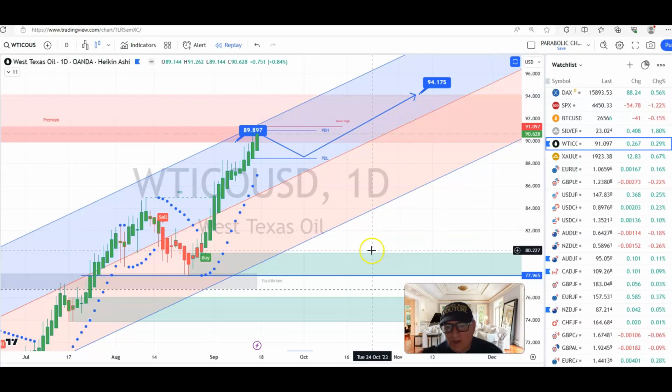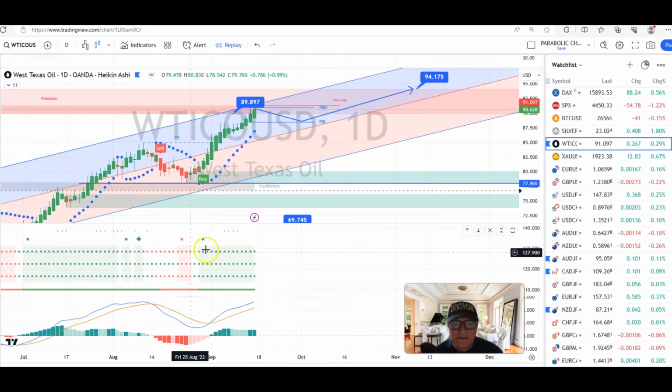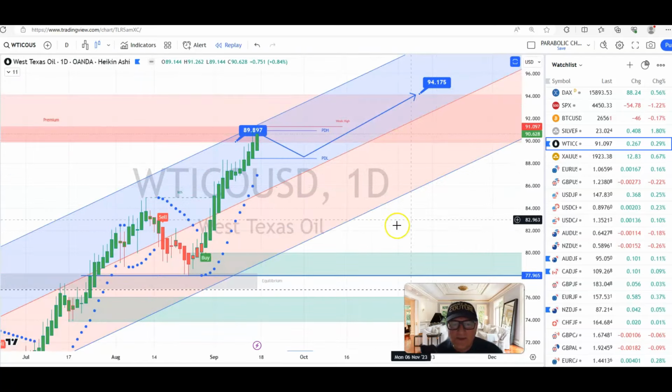Congratulations. How do we know it's parabolic? First of all, we've got a buy signal. Secondly, the SAR is confirmed. This is your trailing stop. Are the buys in? Yes, they are. All the buys in. Everything goes green when the buyers step in. So you know that it's going parabolic.